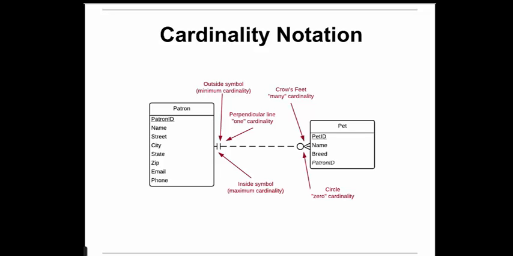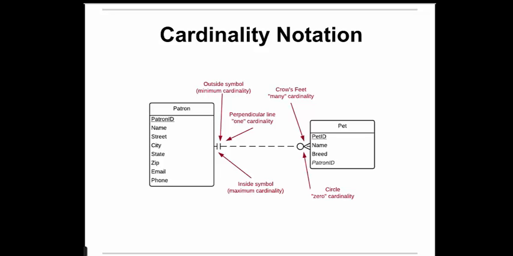Let's look at the lines closest to the entity patron. The outside symbol, the one farthest away from patron, represents minimum cardinality. Because it's a vertical line, it means 1. The inside symbol, the symbol closest to patron, represents maximum cardinality. In this case, it's also a vertical line, so it's also a 1.